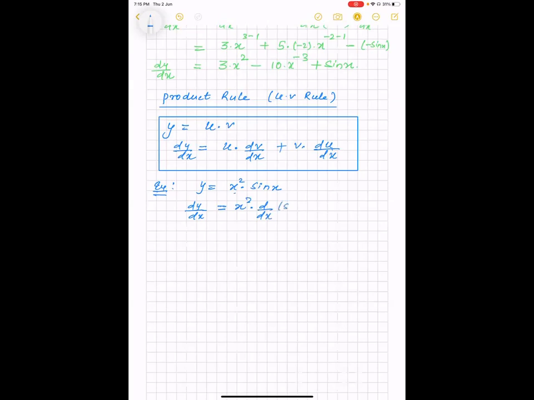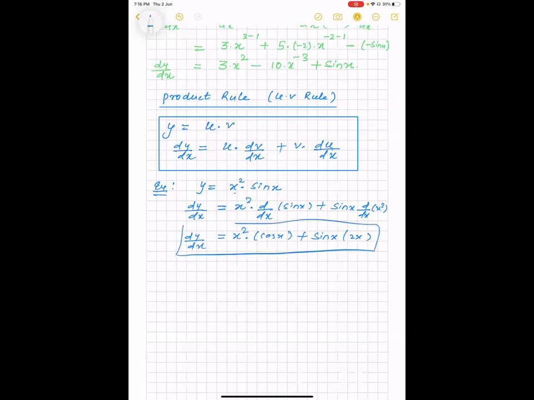Sine x. And then plus, I'll do what? Sine x as it is, and we'll differentiate x square. So we will get x square as it is, derivative of sine x would be cos x, and then sine x as it is, and derivative of x square is nothing but 2x. So this will be our final answer: x square times cos x plus sin x times 2x.